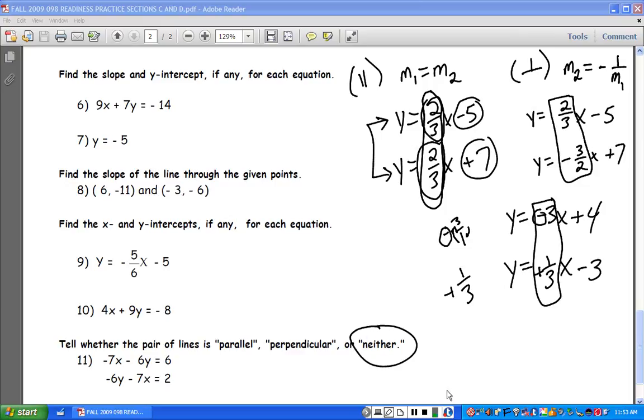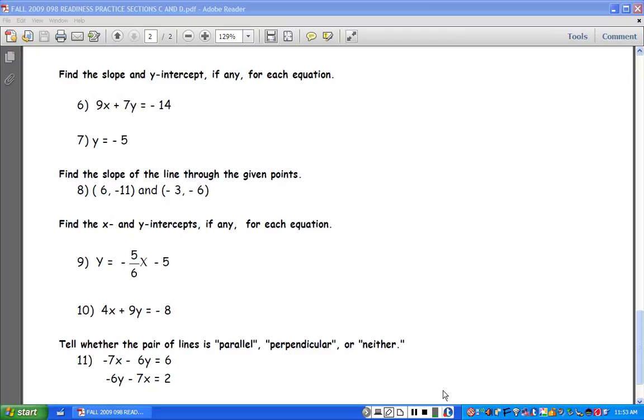Alright, so now let's look at the problem we have here for number 11. The first equation, we want to solve it for y. So we want to add 7x to both sides. That would be -6y equals 7x plus 6, because I added 7x to both sides. And for the other one, we're also going to add 7x to both sides. That leaves me with -6y equals 7x plus 2. Now I have to divide everything in both equations by -6.